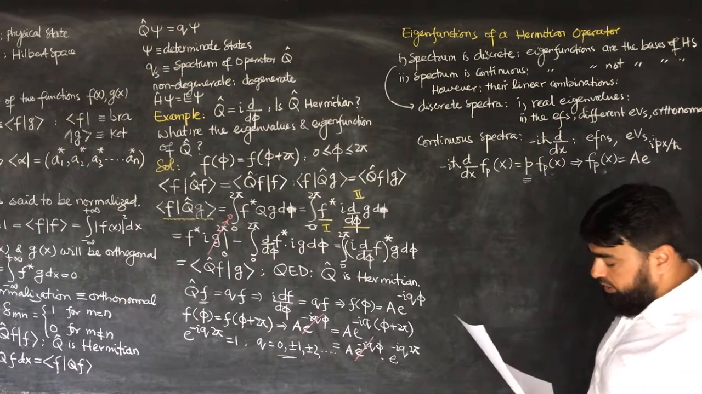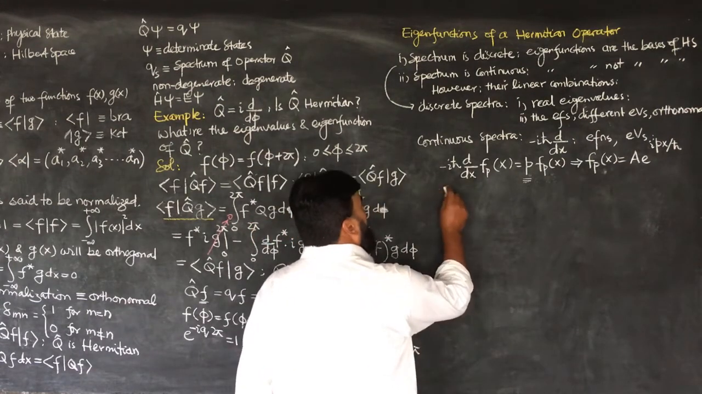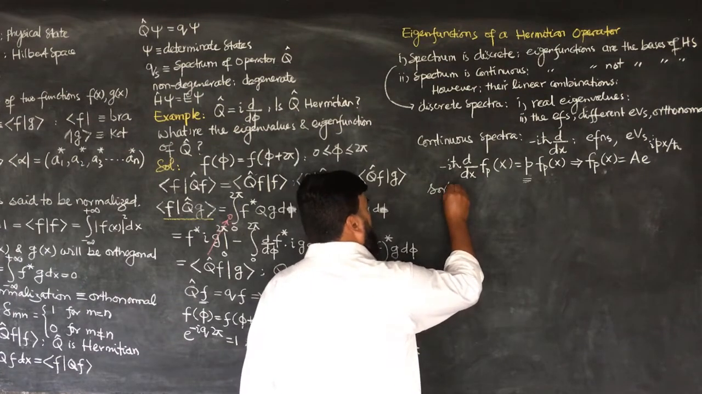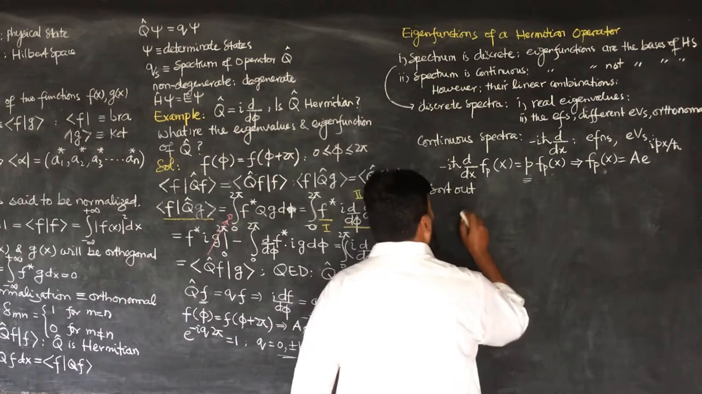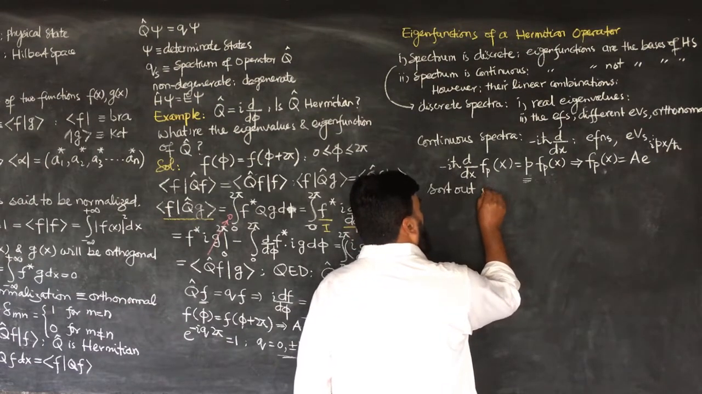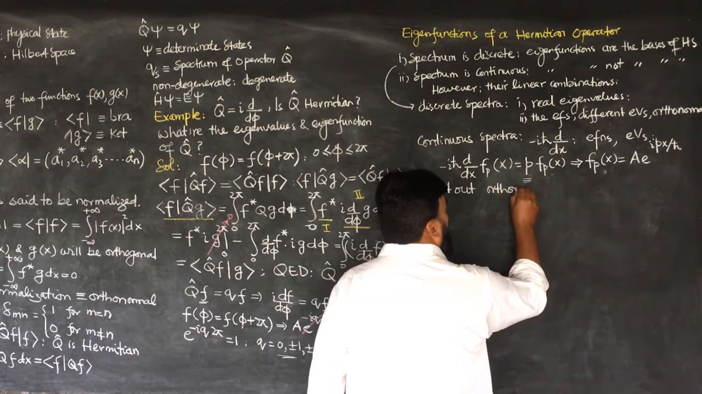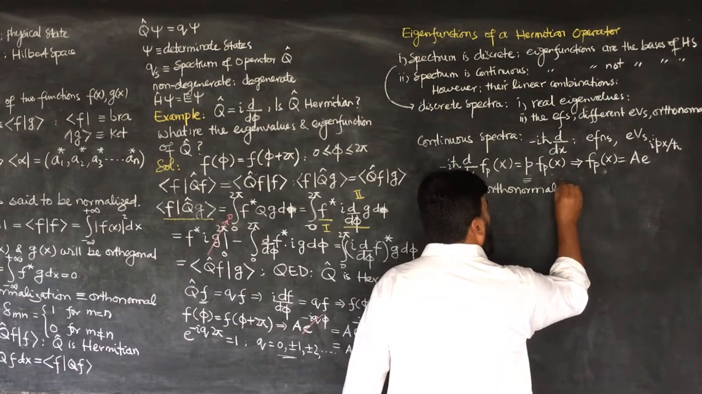So if we consider only the real eigenvalues, then we can just mathematically sort out orthonormality, and let's check how it is done.